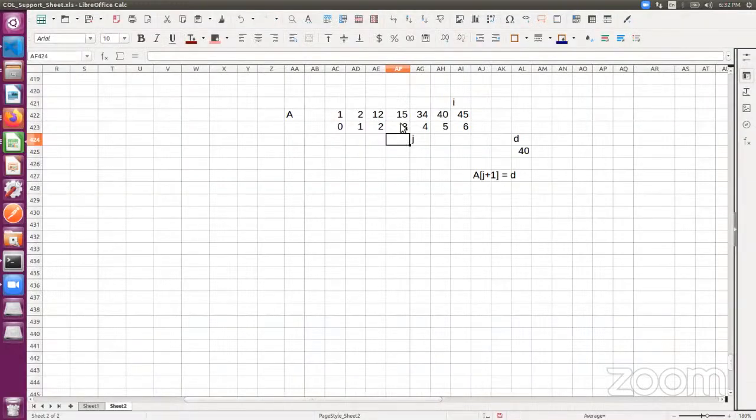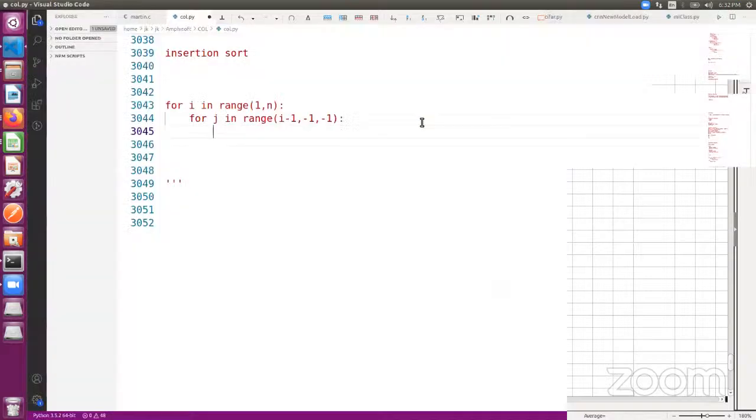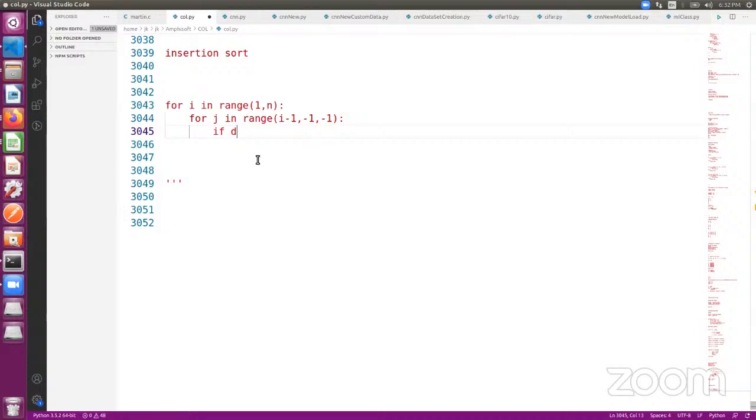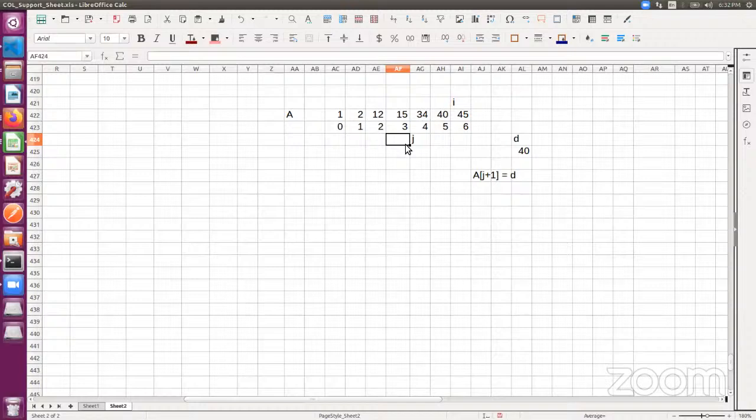Okay, now what are we doing? We have done some comparisons, right? So when do we have to break? If d is greater than a of j, break. Else what do you have to do? You have to move, assign that element to the next position, right?